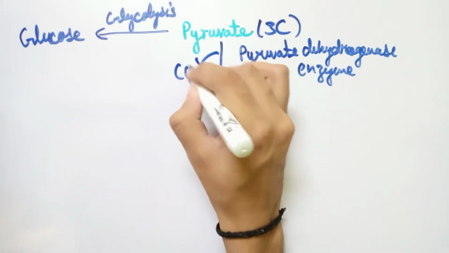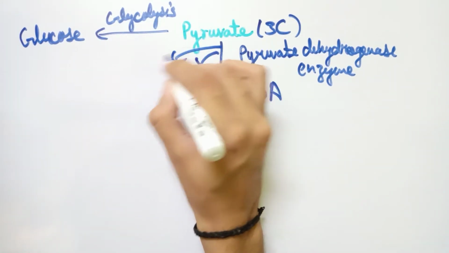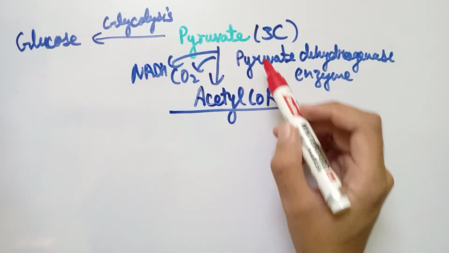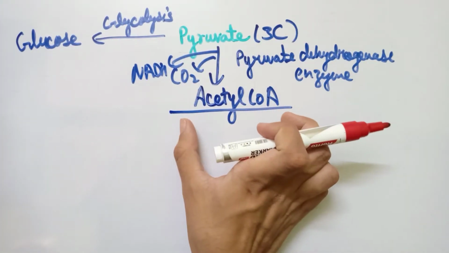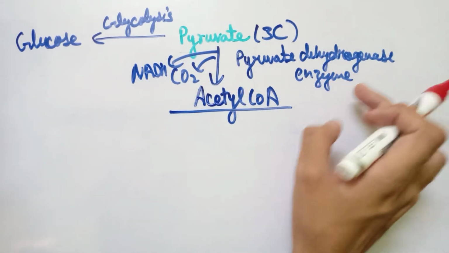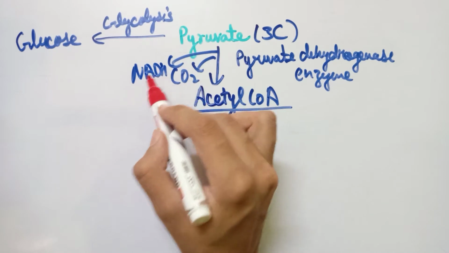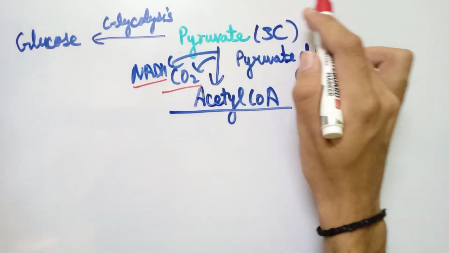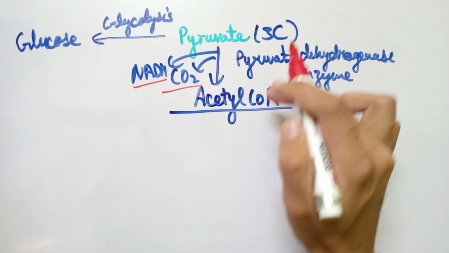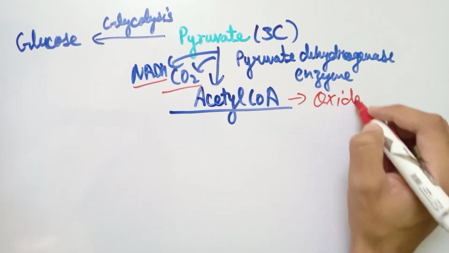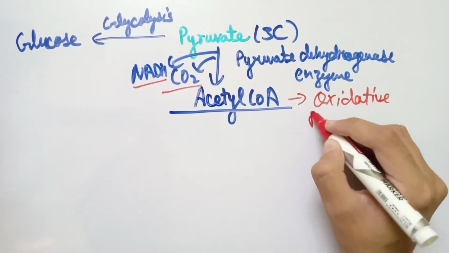Carbon dioxide plus NADH is also released during this reaction, where pyruvate is converted into acetyl CoA by pyruvate dehydrogenase enzyme. And the whole of this reaction, the conversion of pyruvate to acetyl CoA, is known as oxidative decarboxylation.